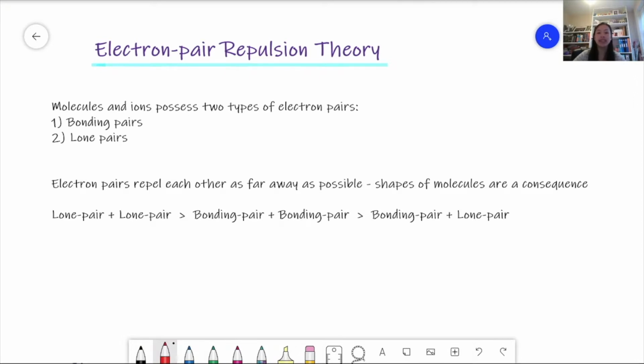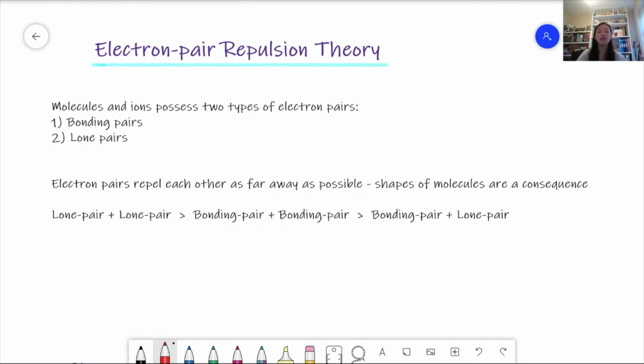Okay, so the first thing to know is the electron pair repulsion theory. This basically states that electron pairs repel each other as far away as possible. So around a central atom, they will be as far away from each other as possible to arrange themselves around the central atom. And this makes sense because electrons are negatively charged. So if you put 2 electron pairs together, they will naturally repel each other, and so that's why they want to be as far away as possible from each other.